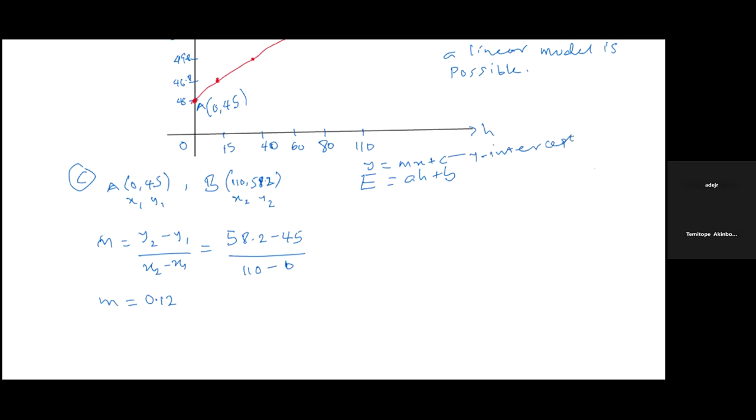So we can say that E equals A, which is the slope. If you compare this, this is slope or gradient. So in that sense, A will represent the slope. So this will be 0.12h plus 45. Does that make sense to you?